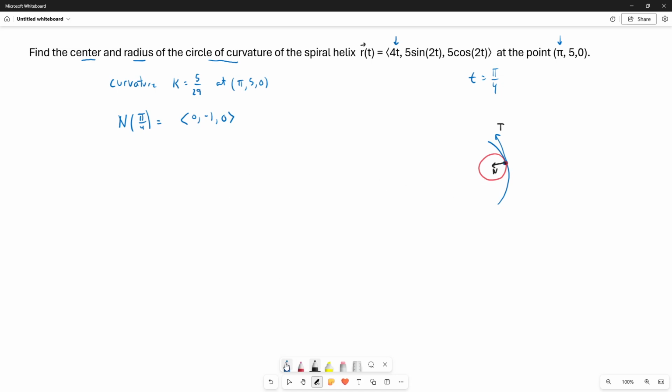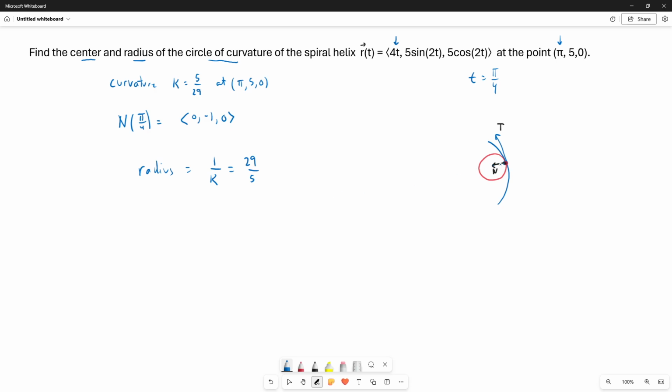So the circle has a radius equal to 1 over the curvature. So that's 29/5 for the radius of our circle. And now we want to know the center of the circle.